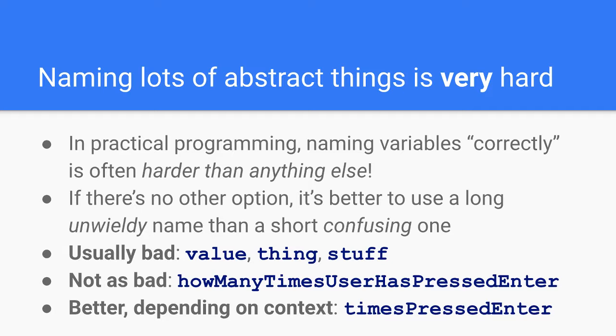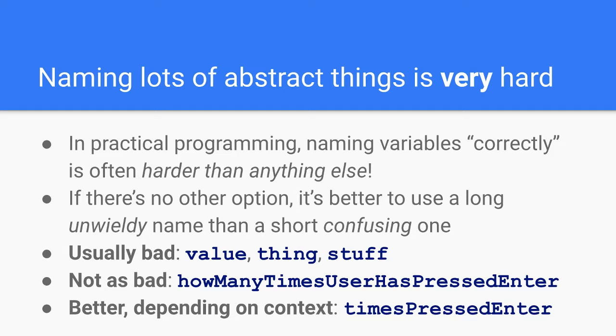I would rather see that in a program than a bunch of stuff named stuff or thing or value. Because this is worse: you're going to look at that and you're going to have to basically reverse engineer what stuff is and what thing is and why they're there and what they're doing. If you see a long name, it's going to be a whole lot of characters. It'll go off the end of the screen. But at least you're going to know that this should hold how many times the user has pressed enter. And maybe you can shorten it.